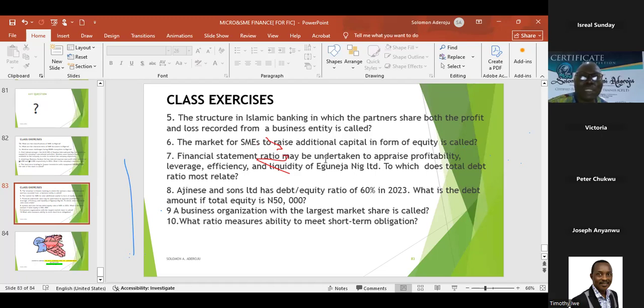Financial statement ratios may be undertaken to appraise profitability and leverage of Egweja Nigeria. To which does total debt ratio most relate? What's the answer? Is it efficiency, liquidity, profitability, or leverage? Leverage.